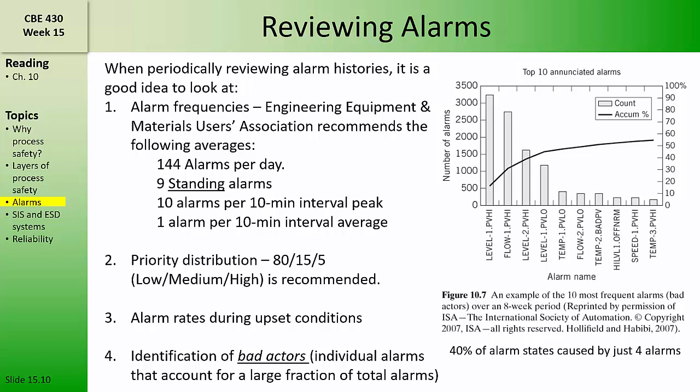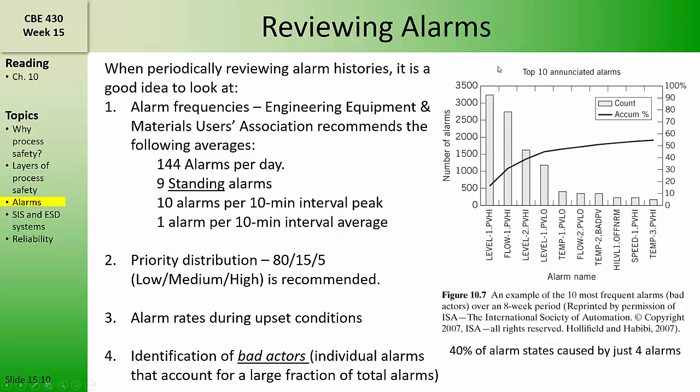Here's an example of an alarm frequency distribution, reviewed over an 8-week period. Over 8 weeks, this one level alarm was activated over 3,000 times. The next most frequent alarm was a flow alarm that was activated almost 3,000 times. Collectively, the top 10 annunciated alarms accounted for 55% of the total number of alarms in that 8-week period, and 40% of the total number of alarms were caused by just 4 alarms.